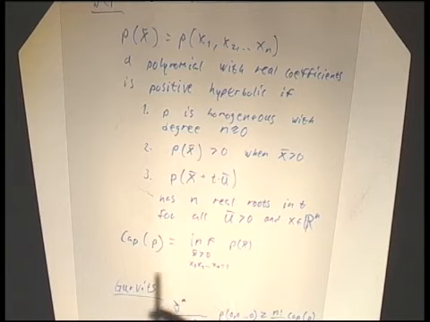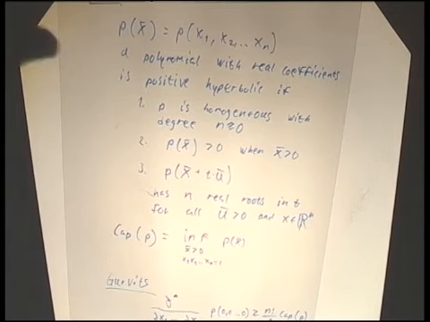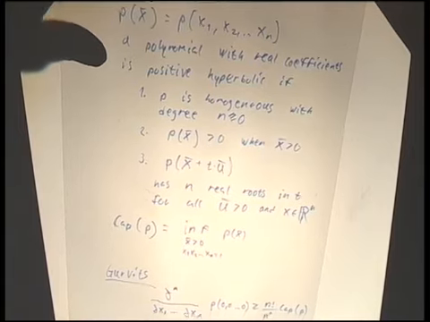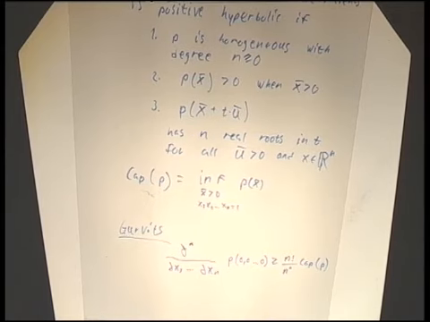And if you also define the capacity of a polynomial like this as the infimum over all positive vectors x, which satisfies the condition that the product of the entries is 1, of the value here, then Leonid Gurvits has proven a number of different results giving bounds on the behavior of polynomials like this. And one of the results is that if you take the derivative with respect to each of the variables of p evaluated at 0, then this is greater than n factorial over n to the n times the capacity of p.